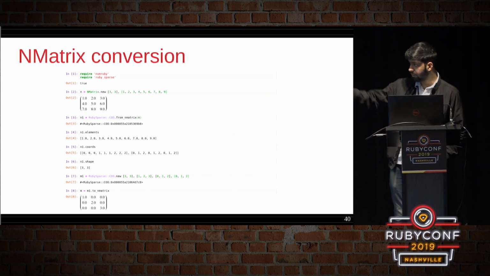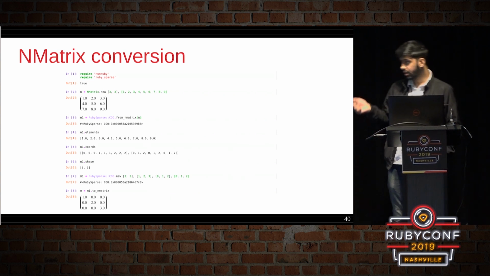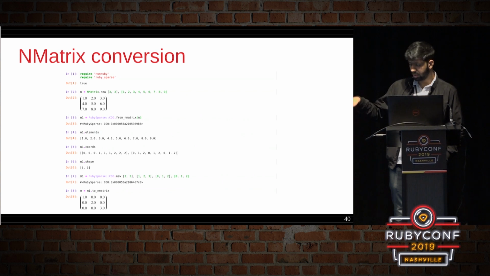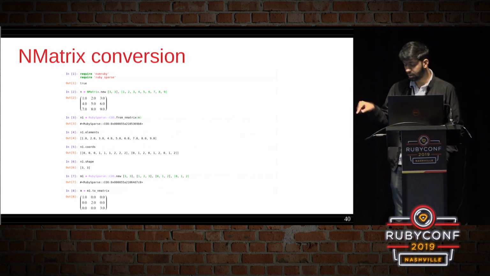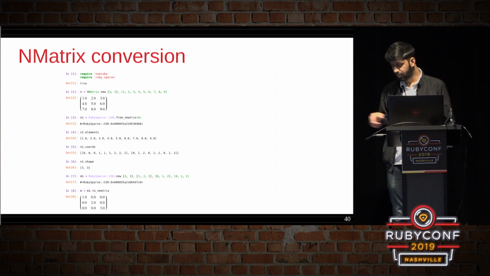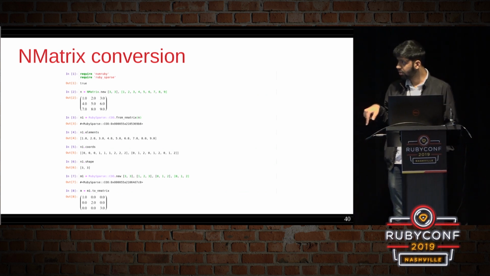So here are the values for that. Then next comes the reverse one. You declare a COO matrix, and then you can convert it to NMatrix. You can see that this is also the same matrix which I used in the earlier slide. It's the diagonal matrix with only the diagonal values non-zero.